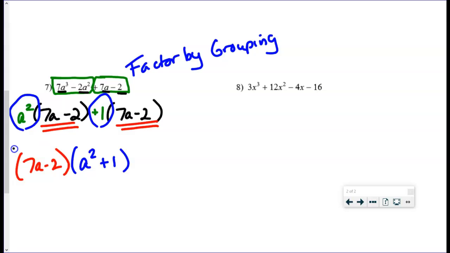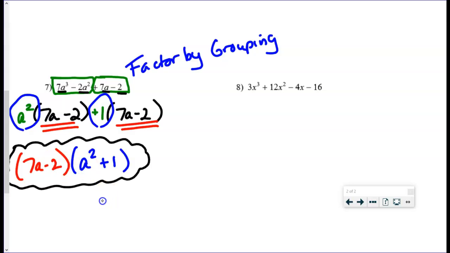This is another case where you guys got to be real paranoid that sometimes there's further factoring. Once in a while, you'll have another step of factoring on these questions after you do the common factors. So watch out for that.